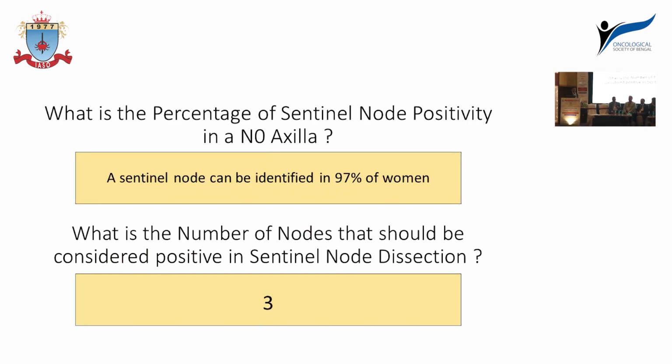So this is what we have for the management of axilla. In N0 axilla, the sentinel node can be identified in 97% of the women, and at least 3 nodes have to be dissected. The false negative rate of sentinel lymph node biopsy, in institution-based studies, the majority have indicated it is less than 5%, and after neoadjuvant chemotherapy the false negative rate increases.